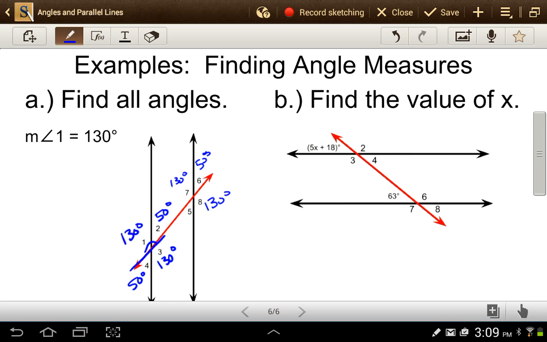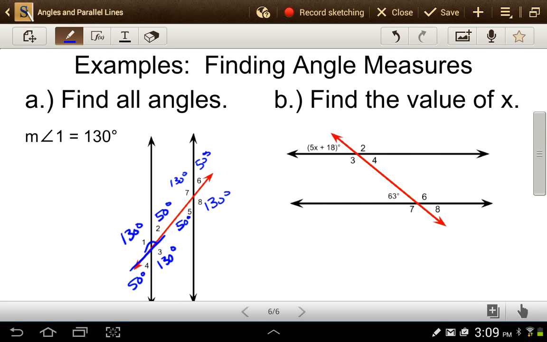And then angle 5 is also 50 degrees, and there's lots of ways I can get this. Vertical with angle 6 makes it 50. It is supplementary to angle 7 or angle 8. That gets it to 50. It corresponds to angle 4. That gets it to 50. It's an alternate interior with angle 2. That gets it to 50. So there's lots of ways you can think about how it becomes 50, but all of them give it the same angle measurement of 50. And I labeled them all. That's all we had to do.